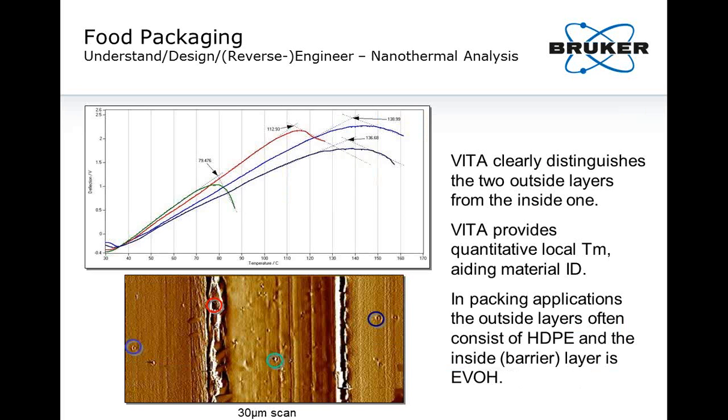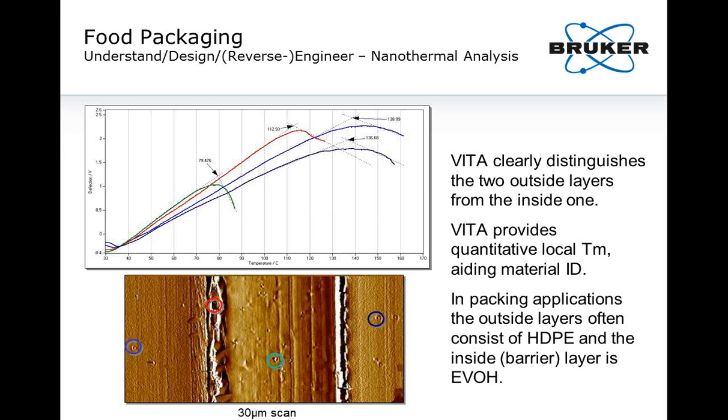Indeed, we can really confirm that with nanothermal analysis, where the blue lines correspond to the blue circles in the outside layers of the material and show a high transition temperature around 135, 140 degrees Celsius, corresponding to a choice of possibly high-density polyethylene, typical outside layer for such material. We see a much lower transition temperature in the center layer, the green circle and the green line, about 80 degrees Celsius transition temperature, consistent with a choice of, for example, ethylene vinyl alcohol as a chemical barrier layer.